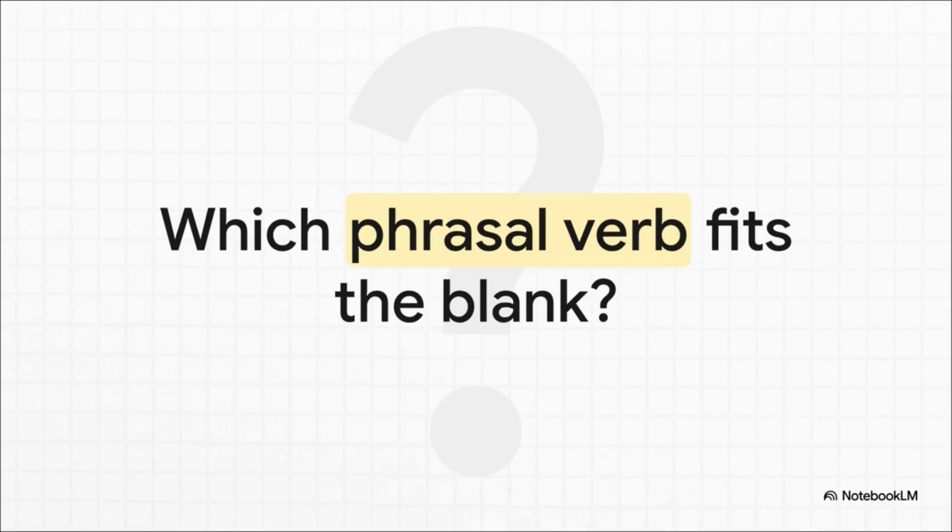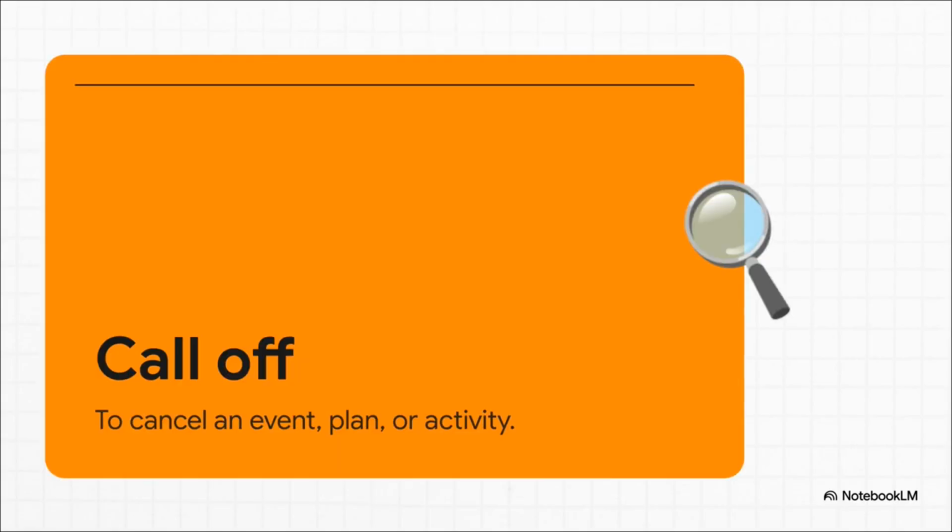Because of the heavy rain, they had to blank the outdoor meeting. Is it A, call off, B, turn down, or C, break down? What do you do to an event when the weather is terrible? Well, call off is the perfect fit here to mean cancel. Turn down means to reject, and break down means to stop functioning. You wouldn't reject or stop functioning a meeting, right? You'd cancel it. Context is everything.